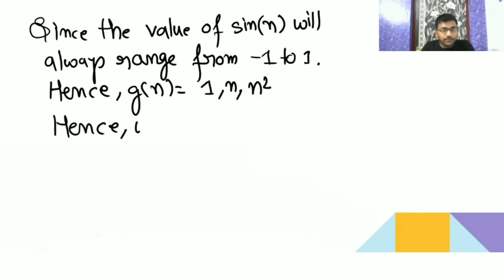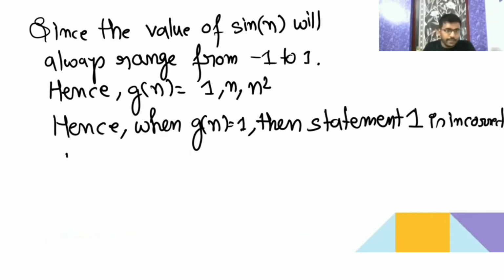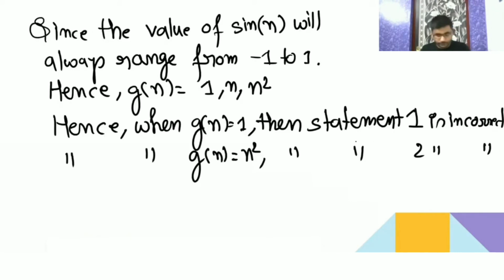Hence when Gn is equal to 1, then statement 1 is incorrect. Please write it so that when you do the revision, you can recall it. Hence when Gn is equal to n square, then statement 2 is incorrect. If you're done with the writing, then you can let me know.